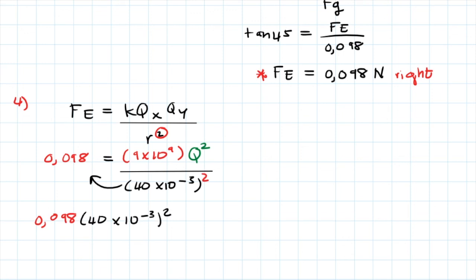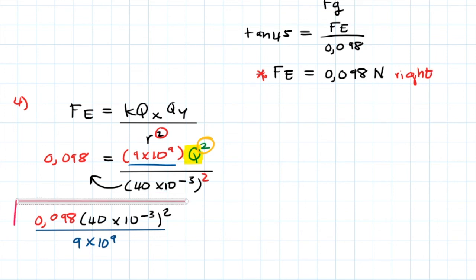We need to divide by 9 times 10 to the power of 9 to get rid of it, because we want Q on its own. Now that we've gotten rid of 9 times 10 to the power of 9, we need to get rid of the square on the Q, because we're trying to solve for Q. So now we're going to take the square root of all of this, and that is going to give us Q.